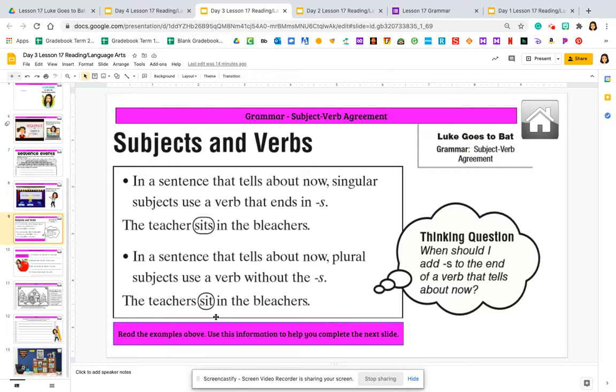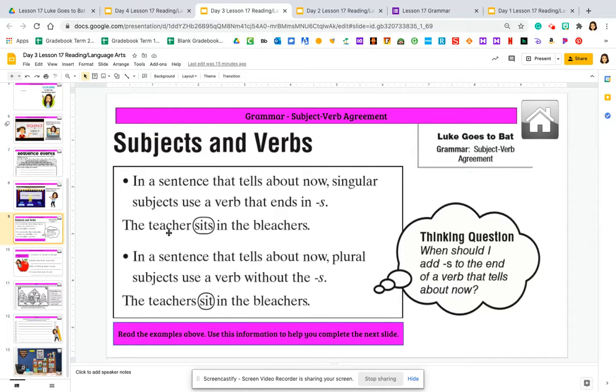Okay, in the next example, it's kind of the opposite. In a sentence that tells about now, plural subjects use a verb without the S. So the subject is teachers, again. The teachers, there's more than one teacher this time, it's plural. The teachers sit in the bleachers. So notice only one of these needs an S at the end, the noun or the verb.